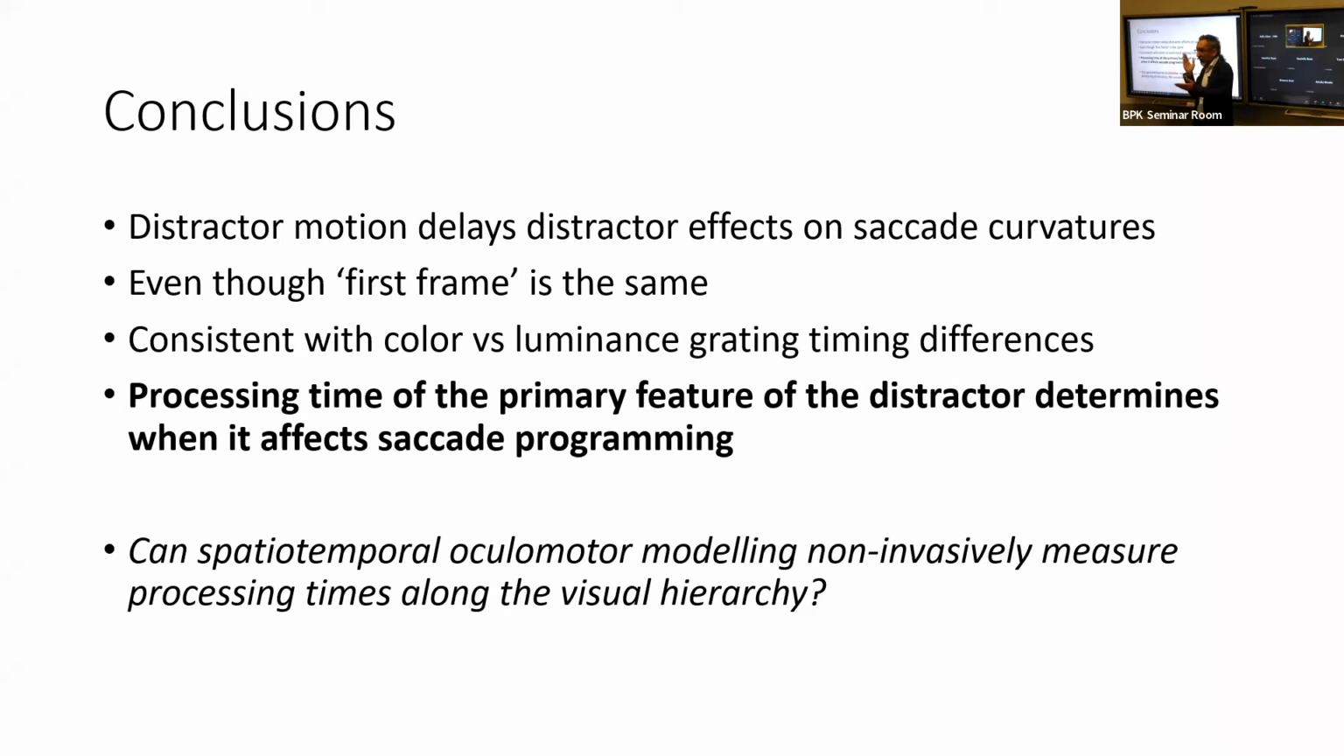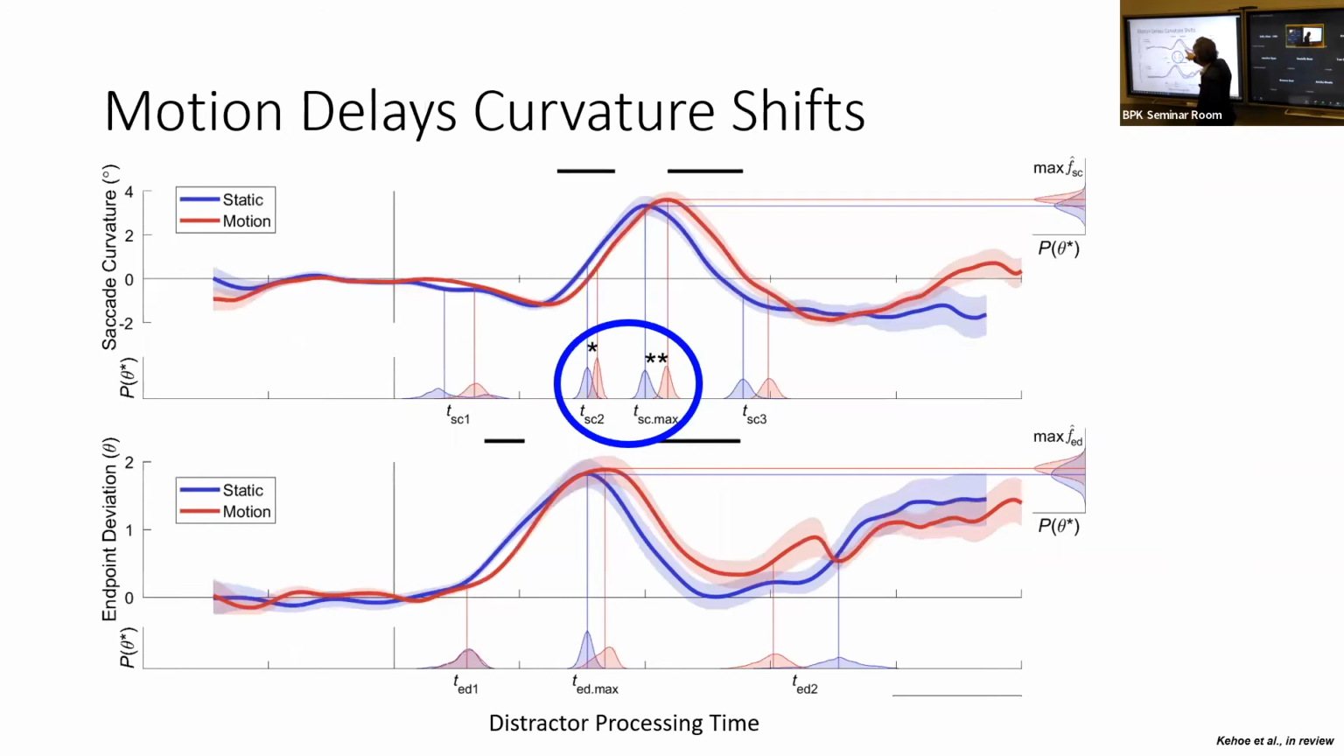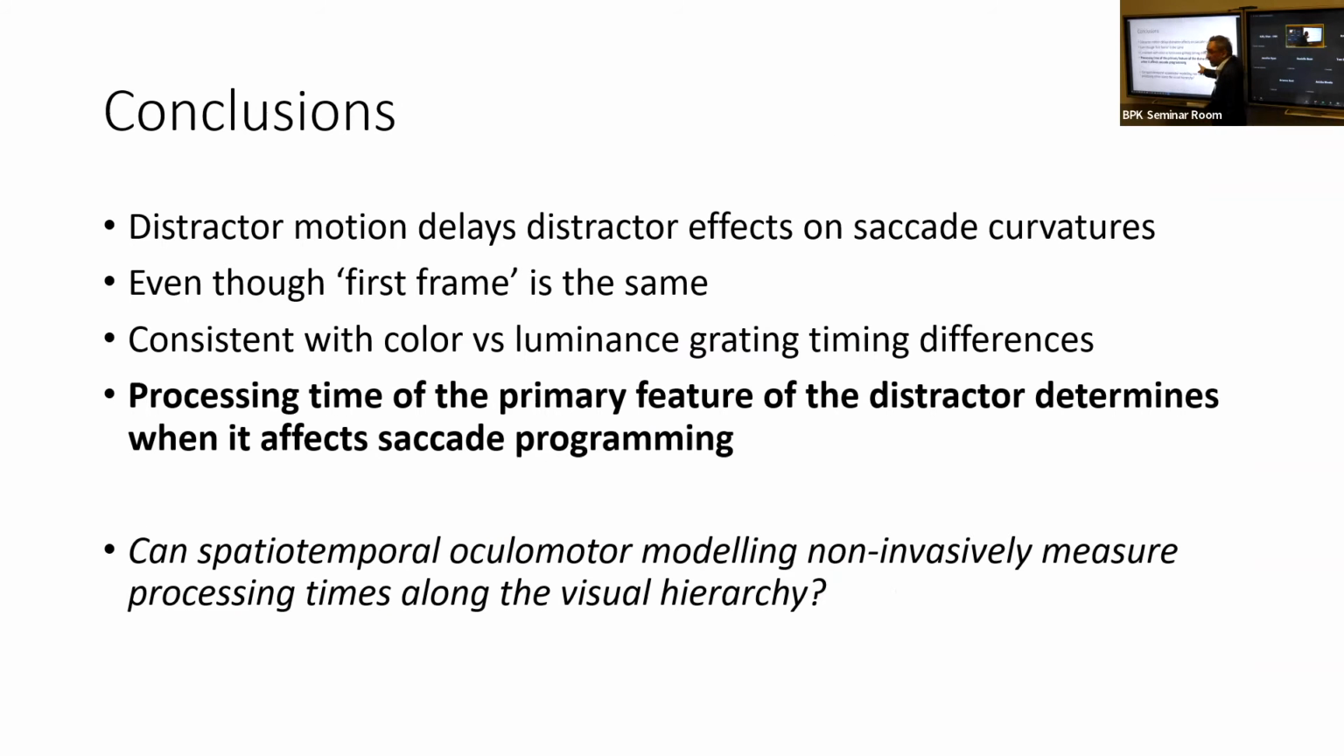That first frame will activate V1 and V2, but the motion will activate MT. And so MT activation is later than V1 and V2 activation. Therefore, the response is delayed by the difference in time between V1 and MT. And that's what we're seeing here. And that is hard to believe. I mean, the data's here, you should believe it.